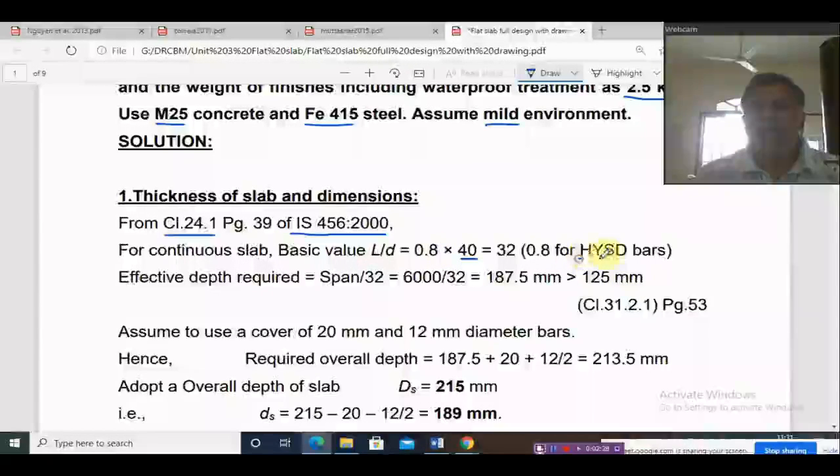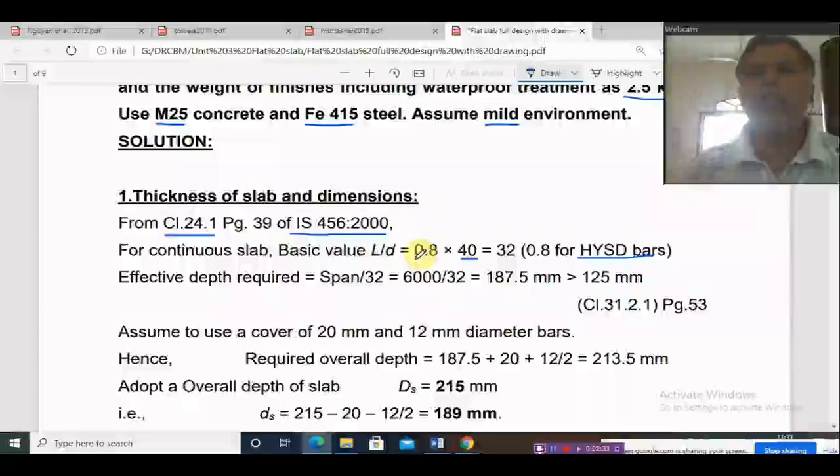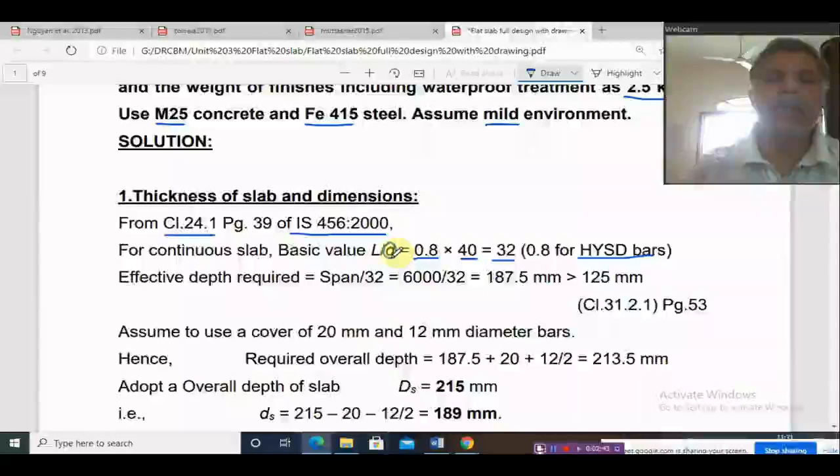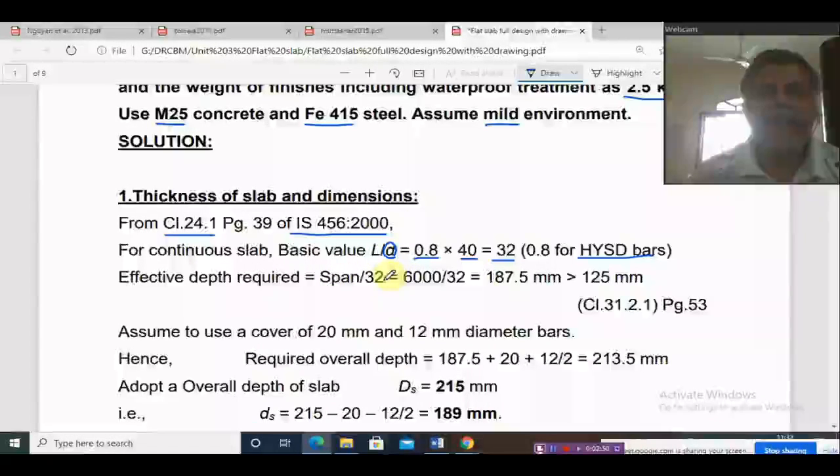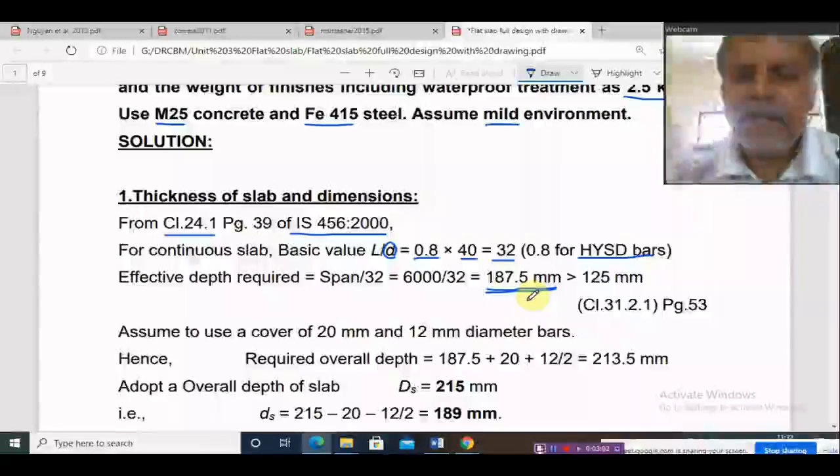Since we are using a HYSD bar, that value has to be multiplied with the term 0.8. So finally we got 32 as the L by D ratio. Our aim is to find the effective depth. So therefore keep the effective depth on one side. To simplify, keep the other terms on the other side. So span by 32, where span is 6 meter. So 6 by 32 will give 187.5 mm. This is the effective depth required as per the stiffness criteria.